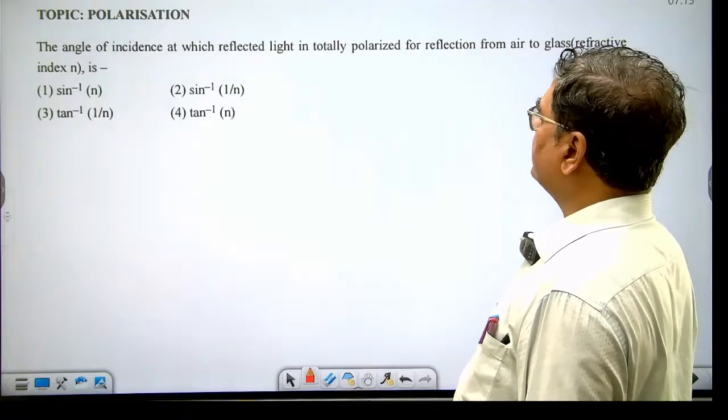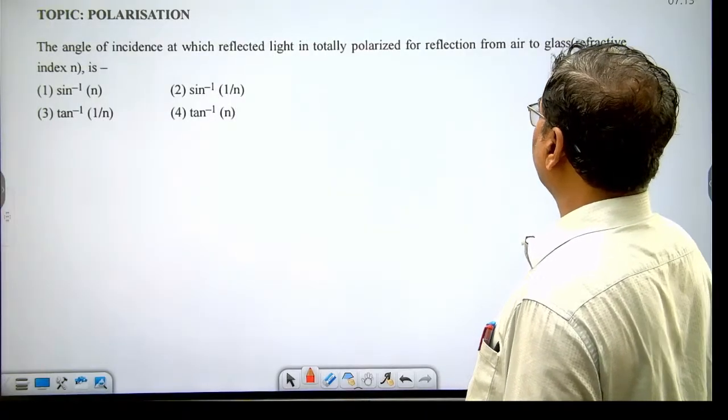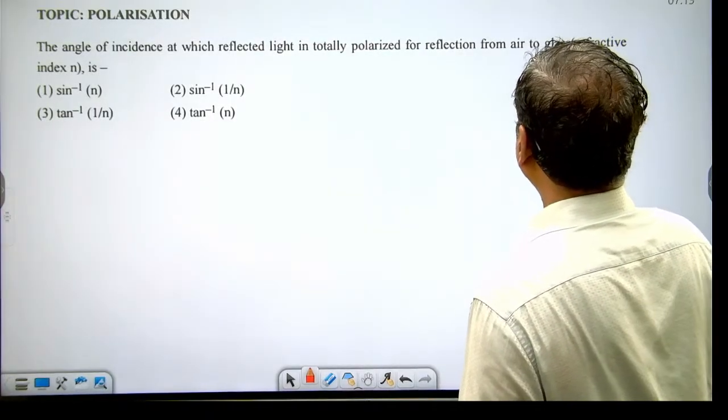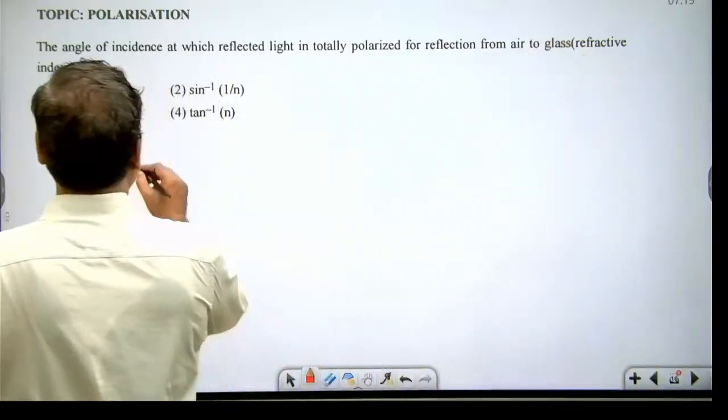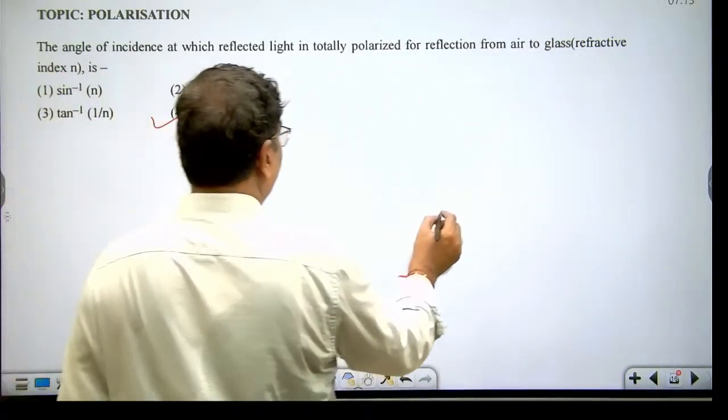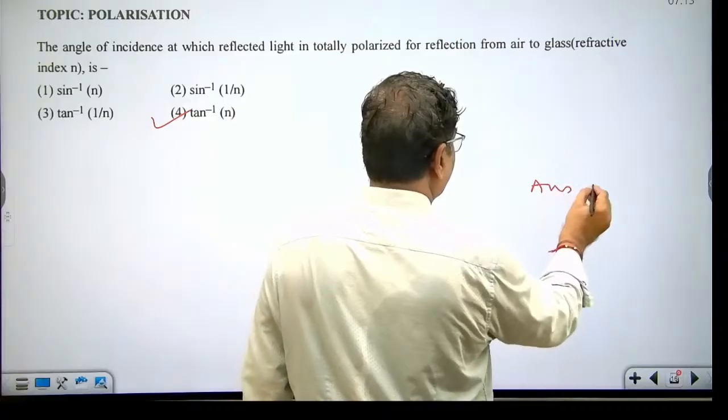The angle of incidence at which reflected light is totally polarized for reflection from air to glass with refractive index n is i equal to tan inverse n. Out of 4 choices, the correct answer is option 4.